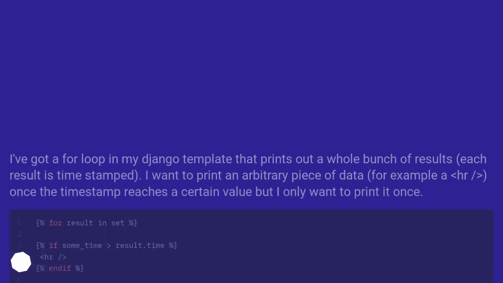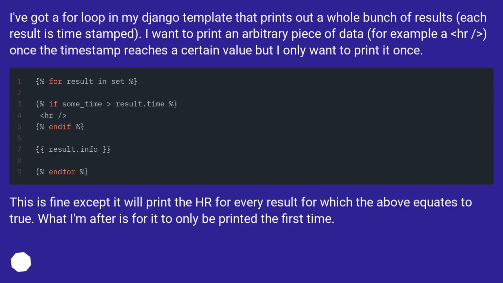Django display once in templates. I've got a for loop in my Django template that prints out a whole bunch of results. Each result is time-stamped. I want to print an arbitrary piece of data, for example hour, once the timestamp reaches a certain value, but I only want to print it once.